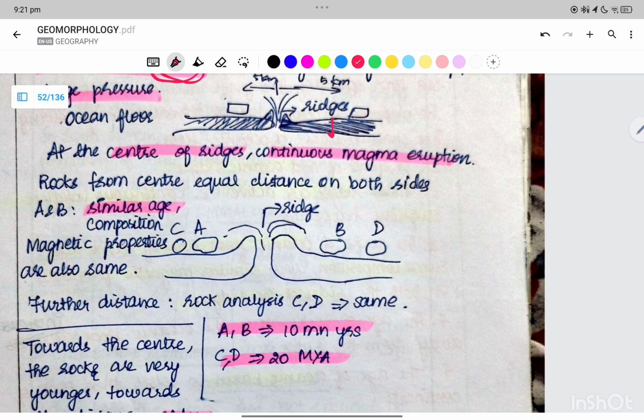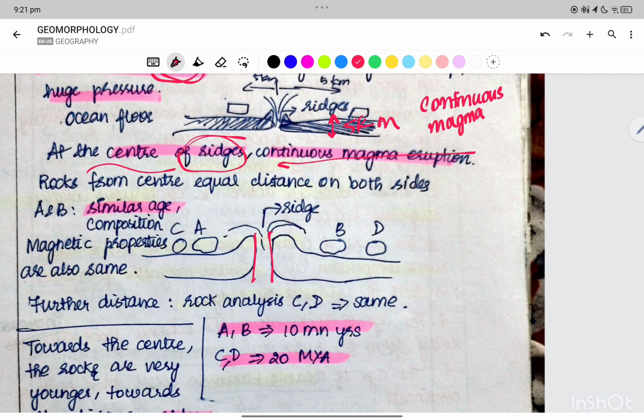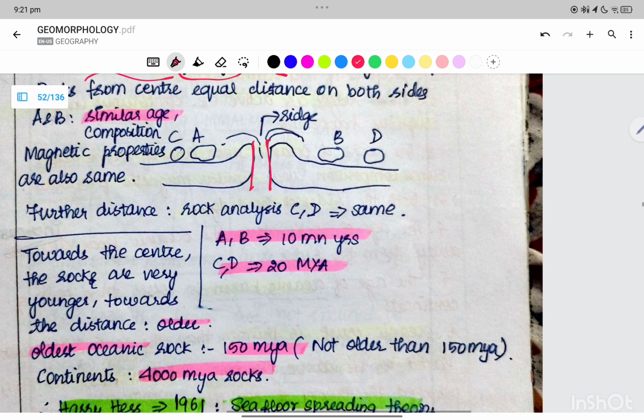The ocean bottom is about 5 kilometers deep. At the center of the ridge there is continuous magma eruption. So the ridge is experiencing a continuous magma eruption at its center. This is called the center of the ridge, and continuous magma comes out from it, right?